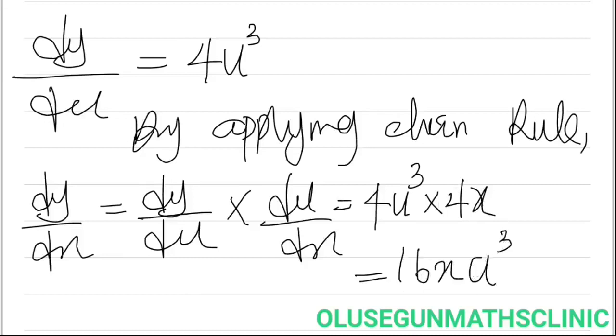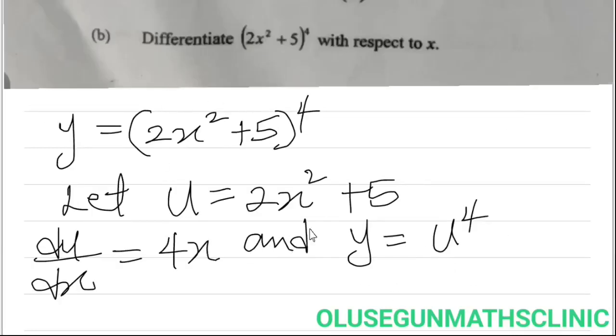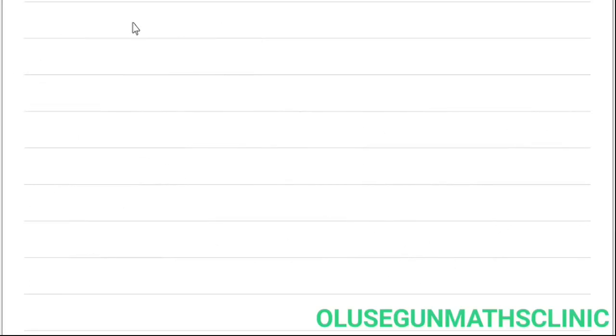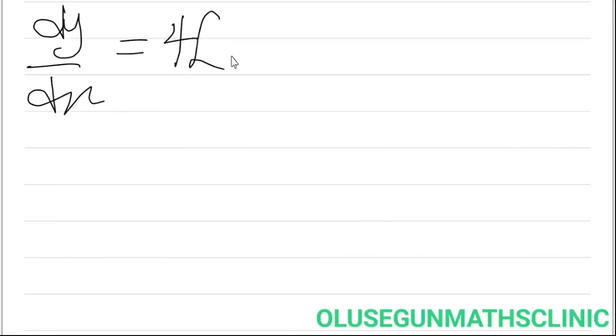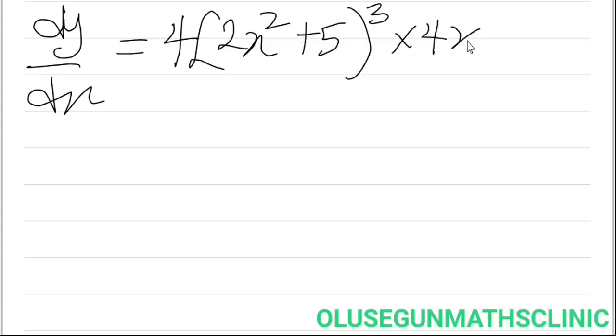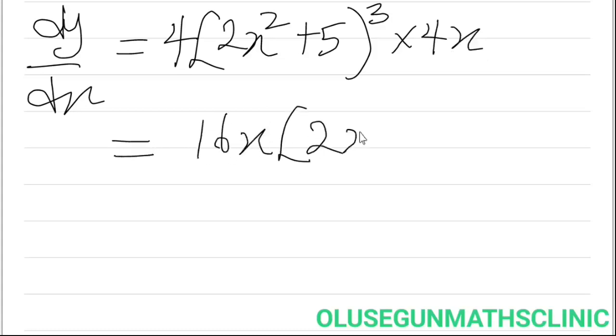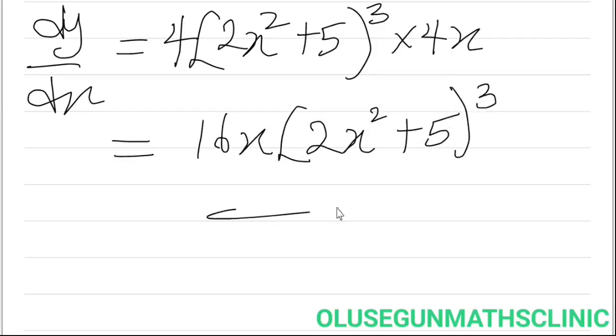Now we represent u from our initial value. We represent u by 2x squared plus 5. Therefore, our final answer here will be dy/dx. Let me write it in the easiest way for you to get it: 4 times 2x squared plus 5, all raised to the power 3, times 4x. So it will give you 16x times 2x squared plus 5, all raised to the power 3. That is the final answer for number 4.